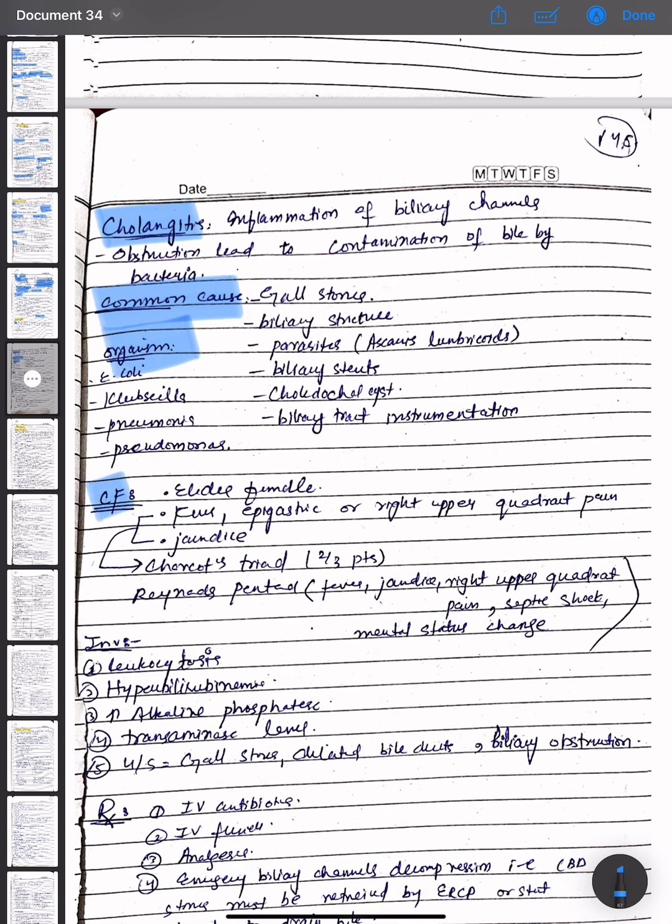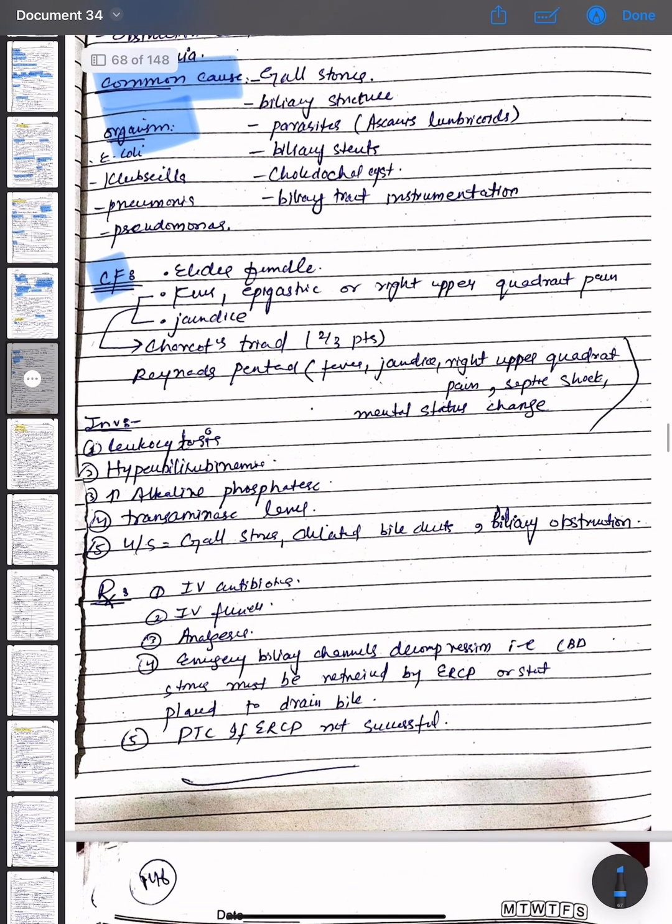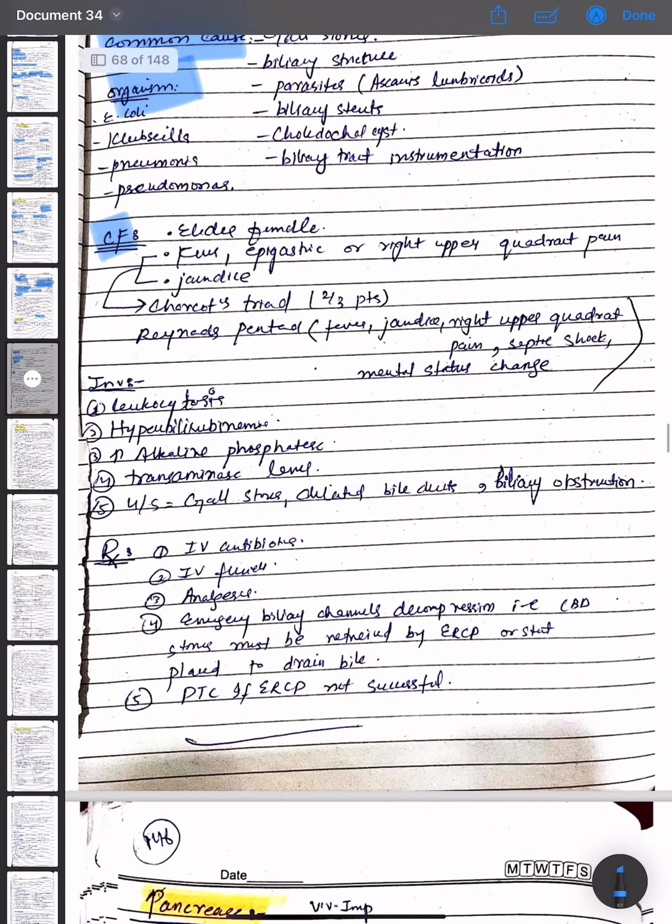The clinical features are common in elderly females, having fever, epigastric or right upper quadrant pain, and jaundice. Charcot's triad is present in two-thirds of patients. The fever, epigastric or right upper quadrant pain, and jaundice are known as Charcot's triad. Reynolds' pentad, that is fever, jaundice, right upper quadrant pain, septic shock, and mental status changes, may be present.